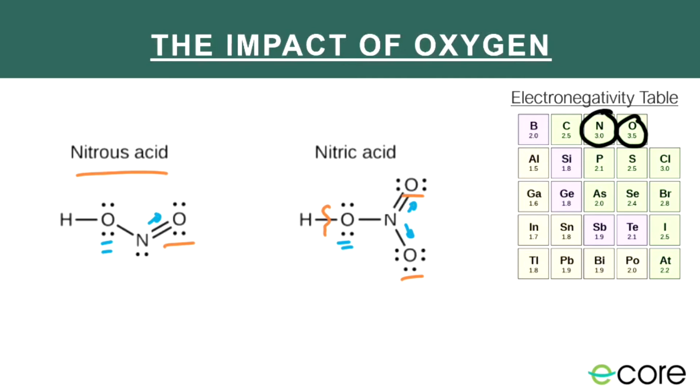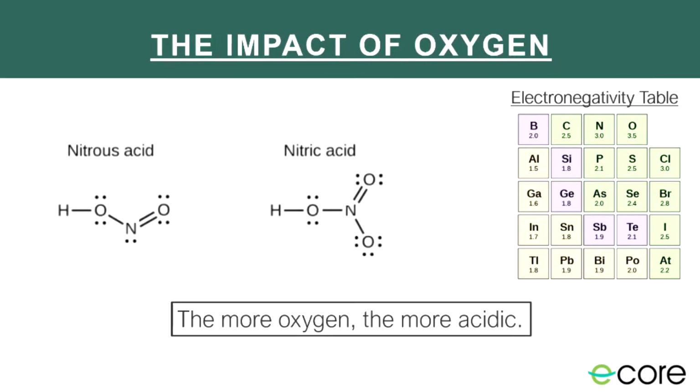So here's how we can summarize that rule. The more oxygen, the more acidic. Pretty straightforward, ultimately, when you summarize it that way, right? More oxygen on our nitrogen means it's more acidic. So which one of these is going to be more acidic? Well, the one with more oxygen, which is nitric acid. So this one's stronger. And in fact, it's a strong acid.